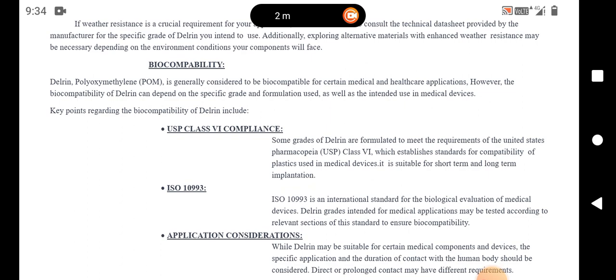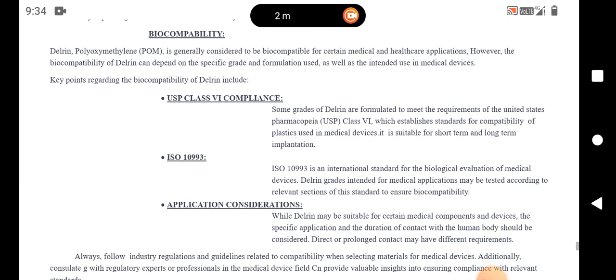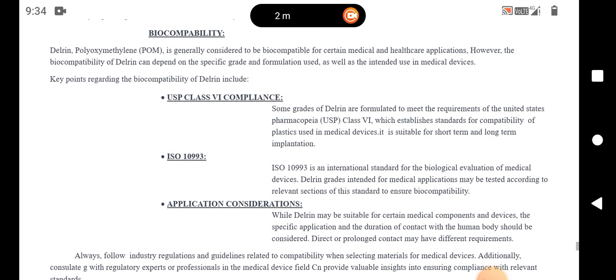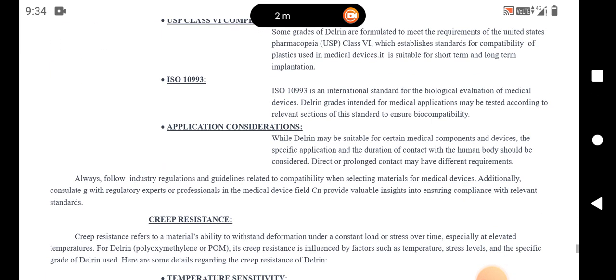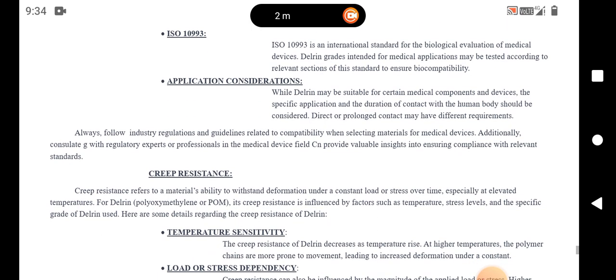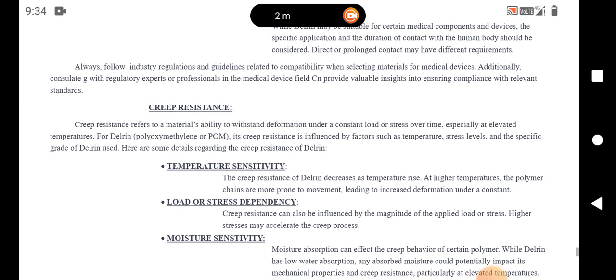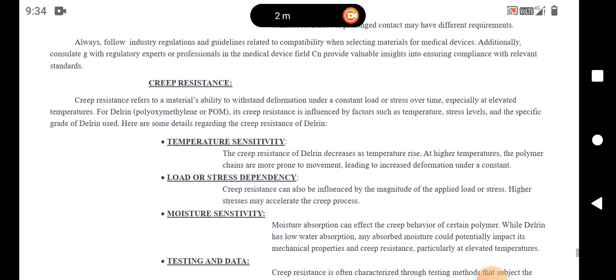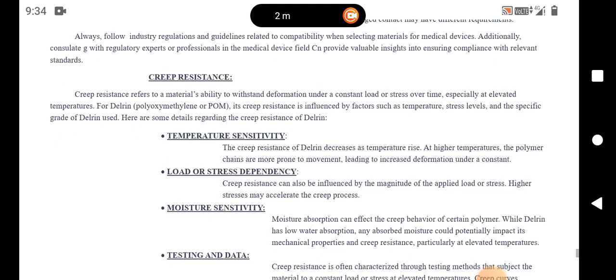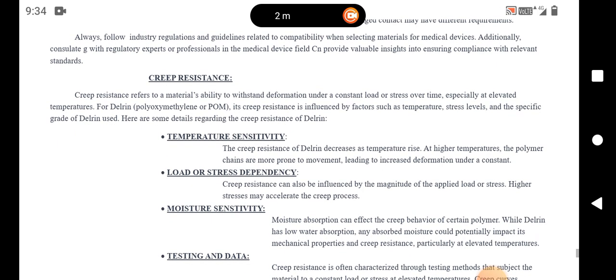ISO 10993. ISO 10993 is the international standard for the biological evaluation of medical devices. Applications and duration. While Delrin may be suitable for certain medical components and devices, this depends on the specific application and the duration of contact with the human body. Creep resistance. Creep resistance refers to the material's ability to withstand deformation under a constant load or stress over time. Temperature sensitivity. The creep resistance of Delrin decreases as the temperature rises, and at high temperatures the polymer chains move more readily.